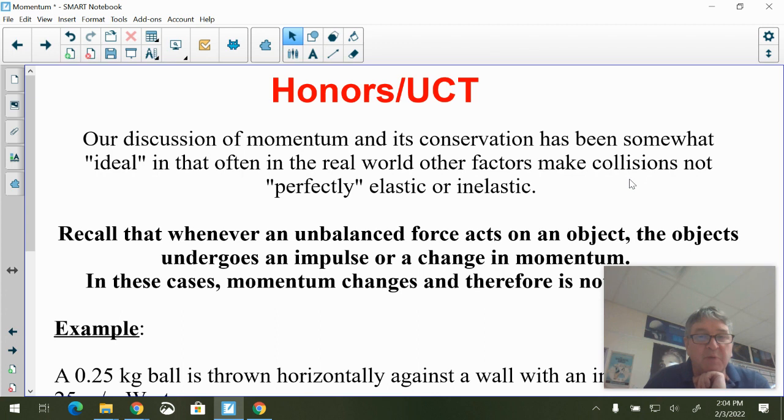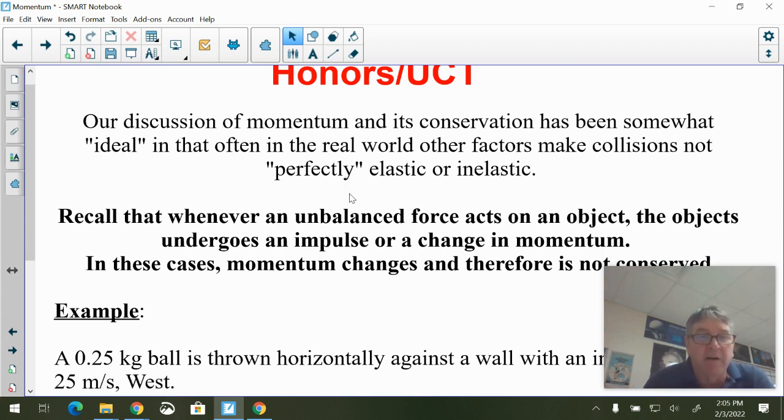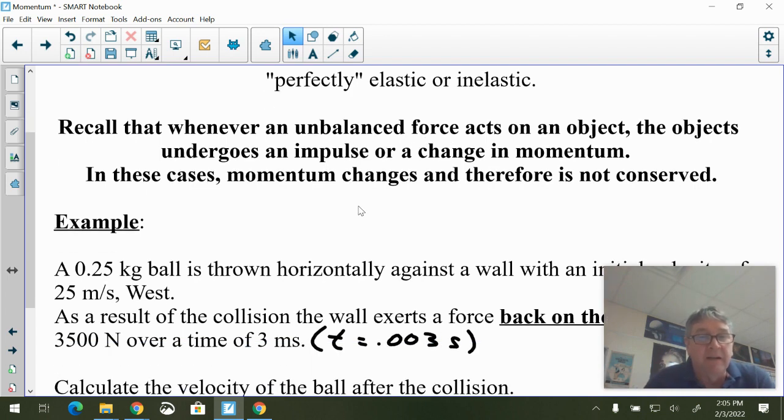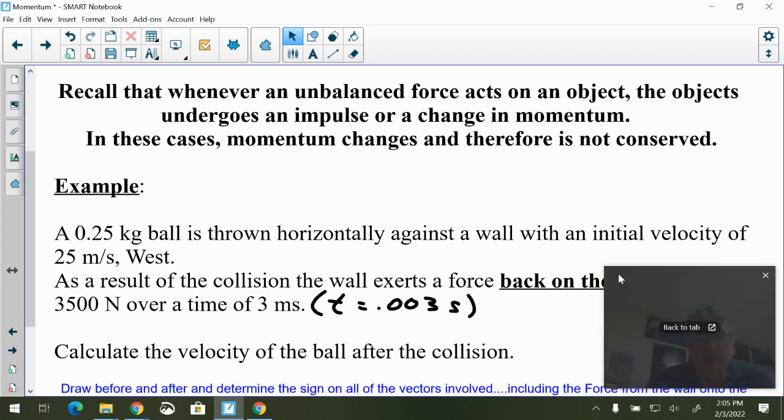Now, we're going to study collisions in more detail later, but collisions can either be elastic, where things bounce, or inelastic, where they don't bounce. It's kind of the happy, sad sphere thing I showed you before. We'll talk about the word perfectly later. Remember, whenever you apply an unbalanced force to an object, the object's going to change its motion, change its velocity, and therefore change its momentum. So an impulse occurs.